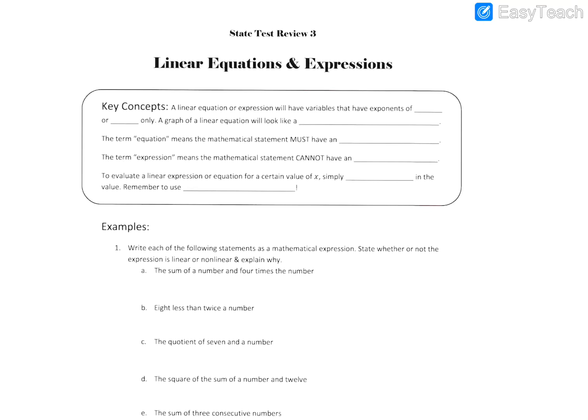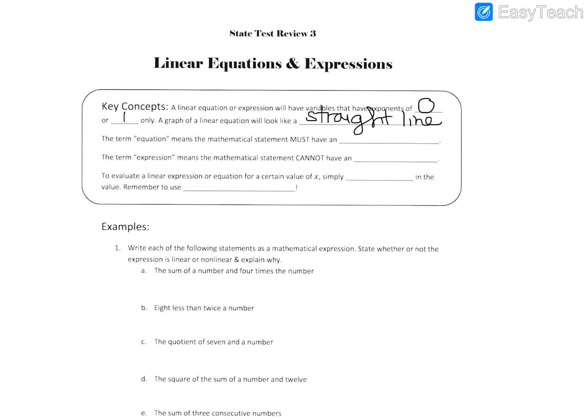We're about to go over State Test Review 3 from your packet, linear equations and expressions. So let's start by filling out the top. It says a linear equation or expression will have variables that have exponents of, and if you recall, if it's linear, it has to be 0 or 1 only. A graph of a linear equation will look like a straight line.